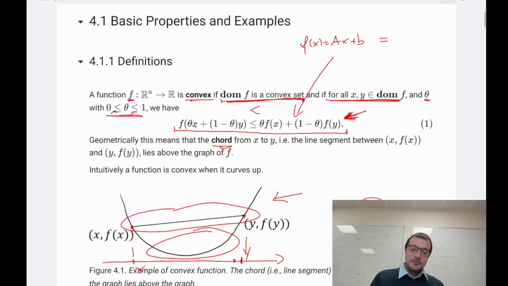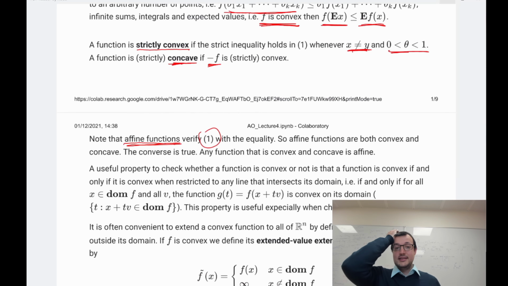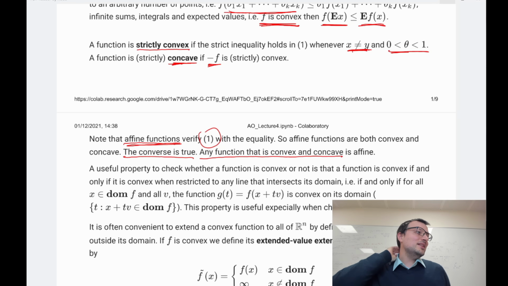This implies that affine functions are convex, but it also implies that affine functions are concave, because if it holds with the inequality, if you change the sign, it's still going to hold. And the converse is also true: any function that is both convex and concave at the same time has to be affine. This is intuitive.